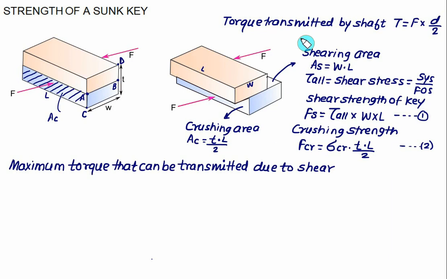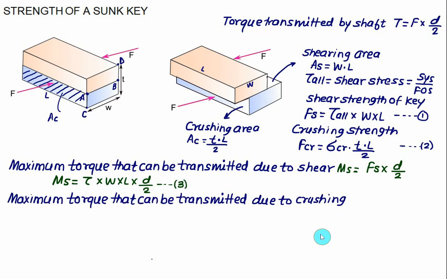As we know, the torque transmitted by the shaft is given as force multiplied by the radius, which is d by 2. So the maximum torque that can be transmitted due to the shear force is represented by Ms and is equal to Fs multiplied by d by 2. We know the shear strength of the key is tau allowable multiplied by W multiplied by L. So the maximum torque that can be transmitted due to shear is Ms equals tau allowable multiplied by W multiplied by L multiplied by d by 2. Let's say equation number 3.